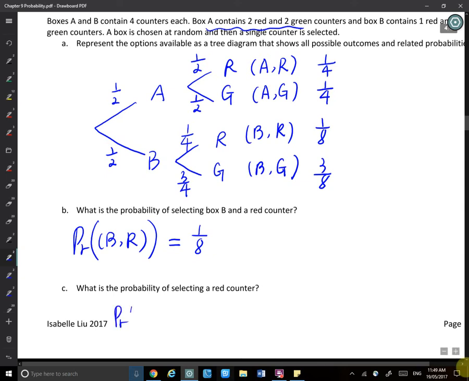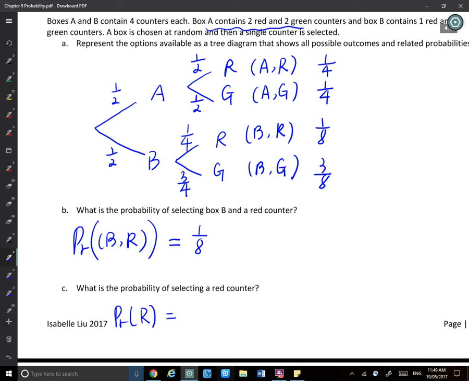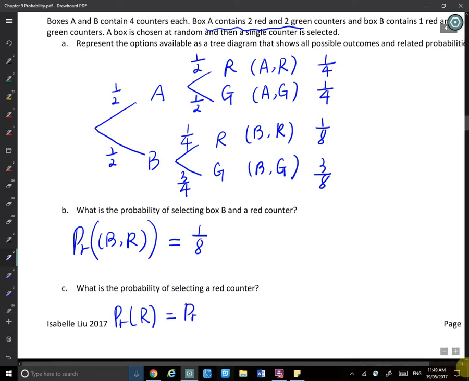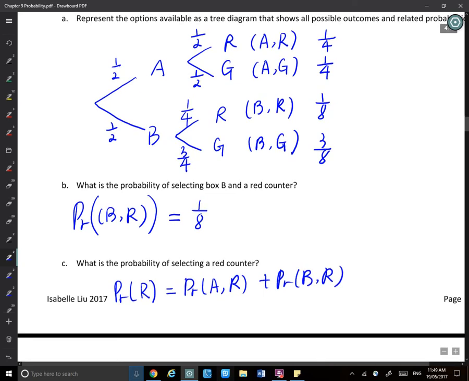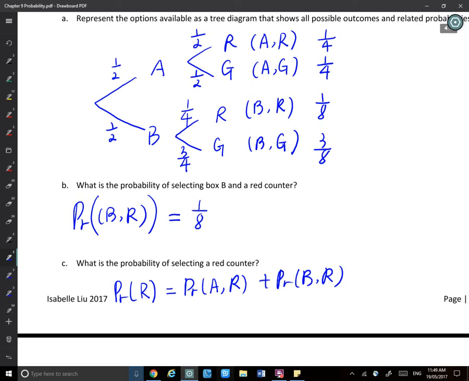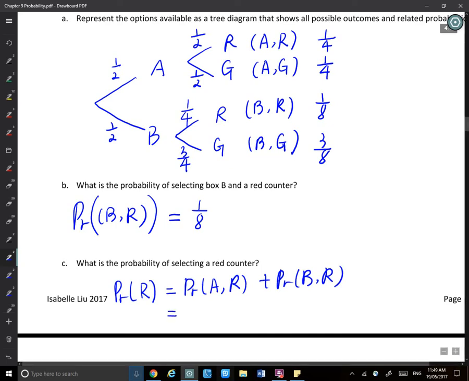Okay, what's the probability of selecting a red counter? I don't mind which box I get a red counter from. I just want a red counter. So that can be the probability of A getting a red counter plus the probability of B getting a red counter. Either one satisfies it. A getting a red counter will be a quarter, B getting a red counter will be 1 on 8. Total 3/8.